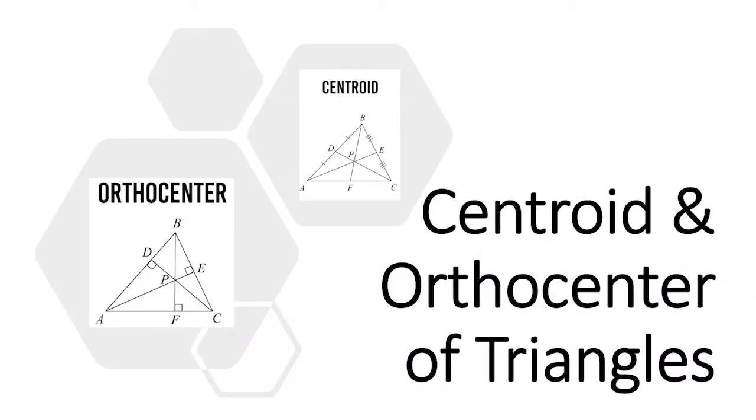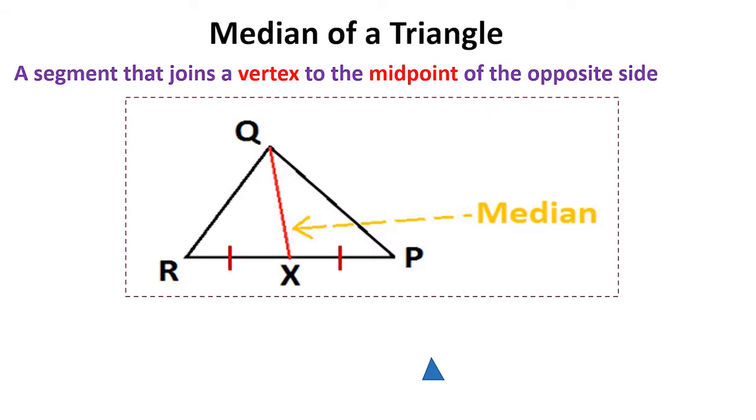Let's take a look at the centroid and orthocenter of triangles. Before we get into the centroid of a triangle, we first need to know what the median of a triangle is. And that is simply a segment that joins a vertex to the midpoint of the opposite side.